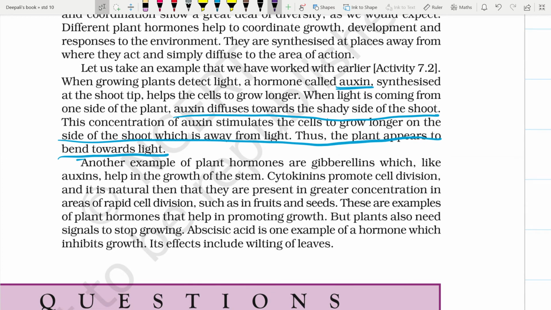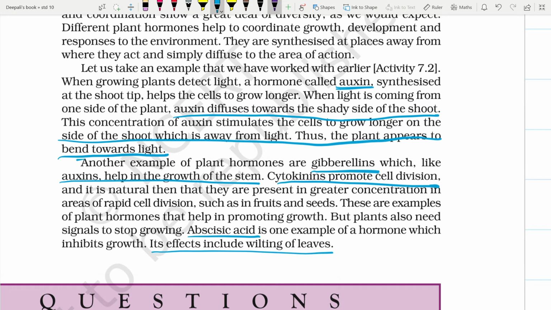Another example of a hormone is gibberellin, which, like auxin, helps in growth of the stem. Cytokinin promotes cell division, and it is natural that it is present in greater concentration in areas of rapid cell division, such as in fruits and seeds. These are examples of plant hormones that help in promoting growth. But plants also need signals to stop. So, abscisic acid is an example of a hormone which inhibits growth. Its effects include wilting of leaves. So you can see these are the three important hormones of plants. Did you understand this very clearly?